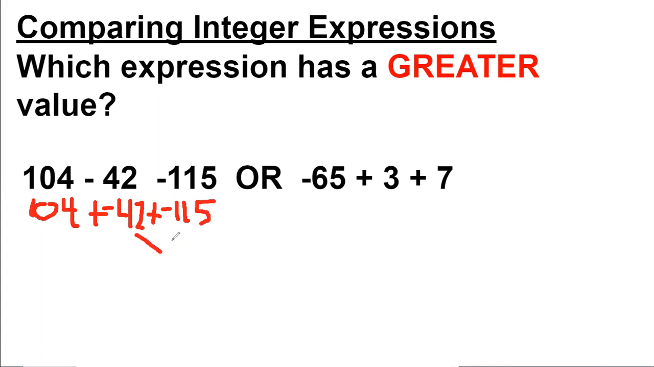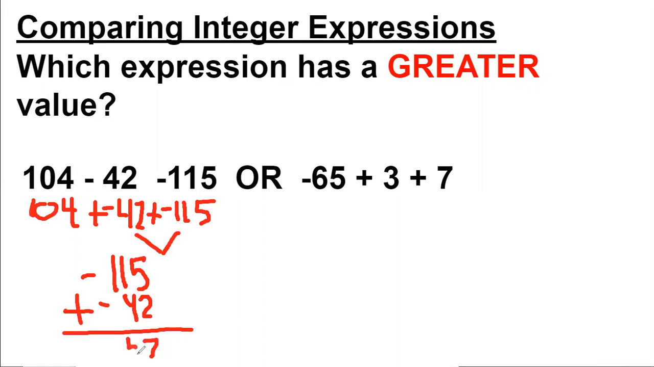You have a 42 and a 115. I can't do that without doing it vertically. And I would expect you to also be using vertical addition when you get bigger numbers. So if we add these two negative numbers together, we get 5 plus 2 is 7. 4 plus 1 is 5. 1 plus nothing is 1. So this is a negative 157.